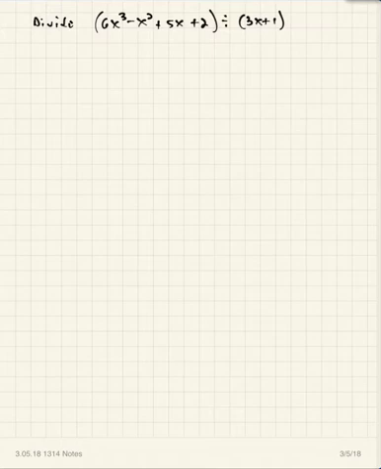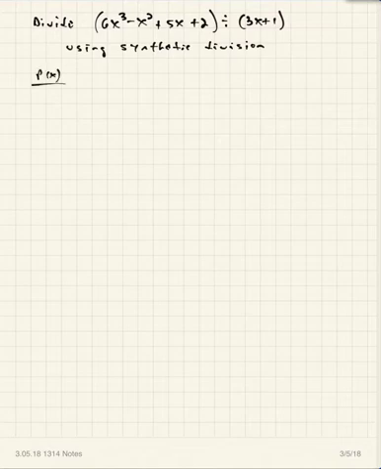All right, so the first thing is I want to make sure that you know how to divide using synthetic division by something like 3x plus 1. I need to write here using synthetic division, because we have talked about so far how you use synthetic division to divide by things like x minus 2, things like that, or x plus 3, right?